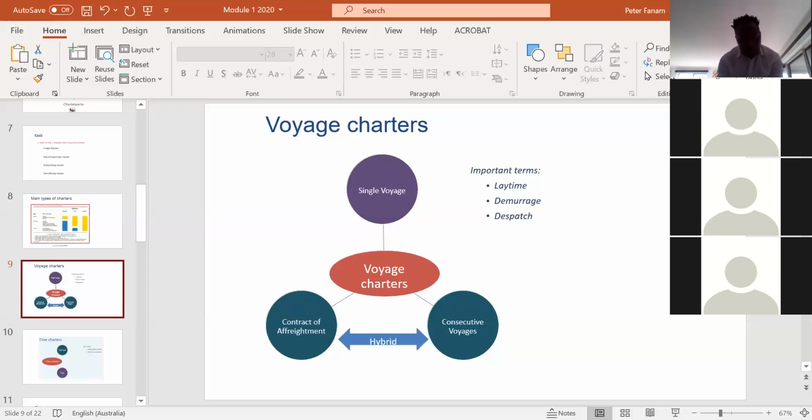So it's different from consecutive voyage because in consecutive voyage, exactly the vessel agreed in the contract is going to be the vessel that will deliver this cargo over time. But in the contract of affreightment, the ship owner has liberty to use different vessels to deliver, but they have to be suitable vessels. It doesn't have to be the actual vessel agreed in the contract.